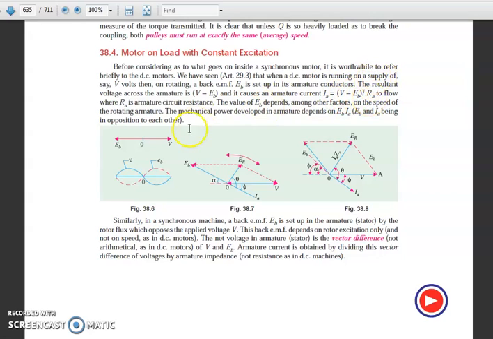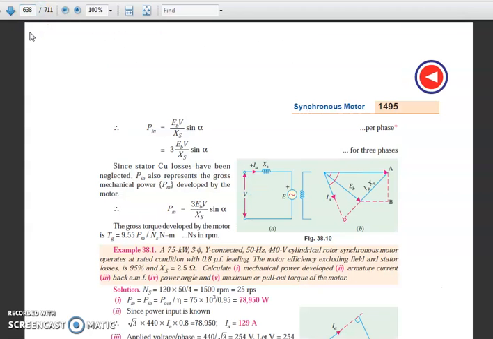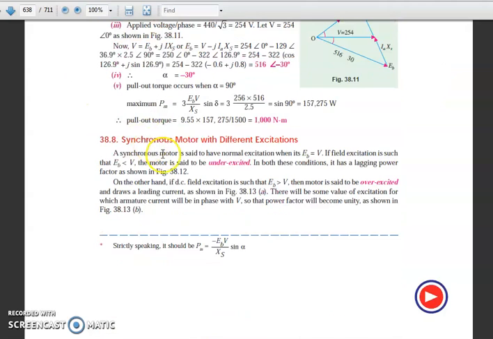So we will see the different excitations, and if there is a change in excitation, what the changes in the machine are, in detail. Now, a synchronous motor is said to have normal excitation when Eb is equal to V.